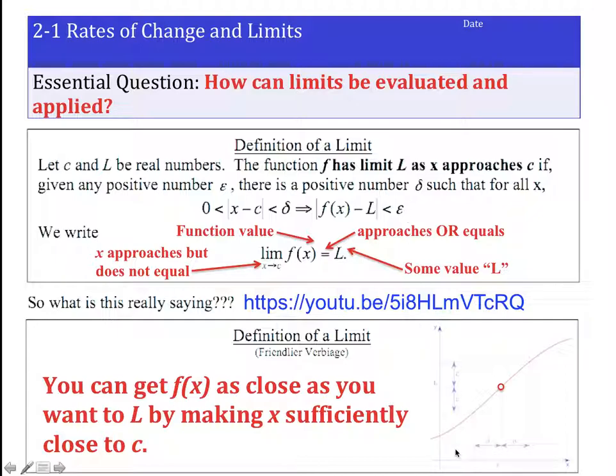And don't worry about the deltas and the epsilons, but when you see this definition, the deltas refer to that sufficiently close to x, and the epsilons refer to that sufficiently close to the limit value, or the output value.